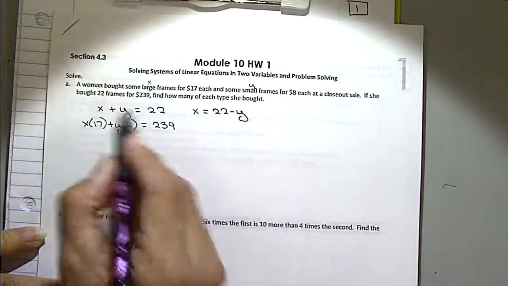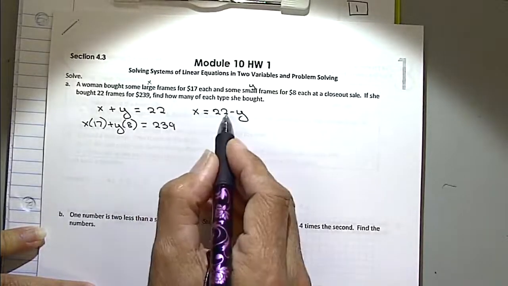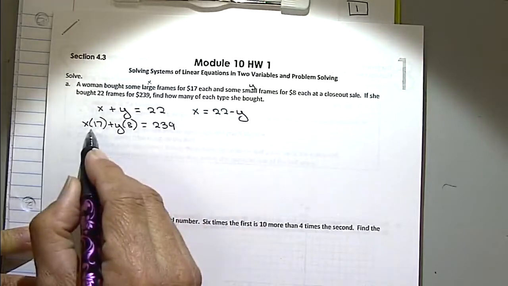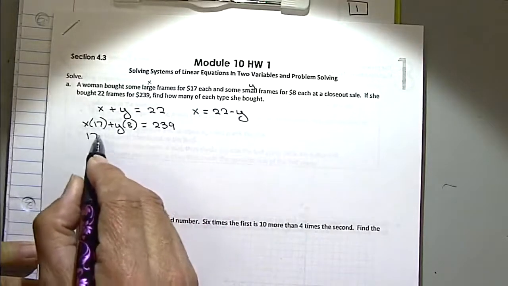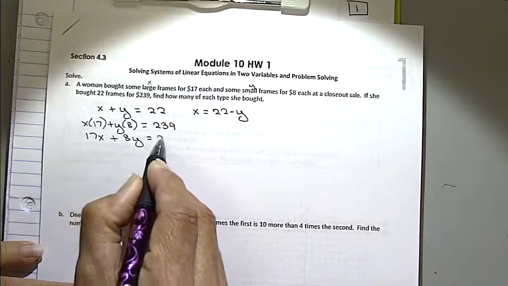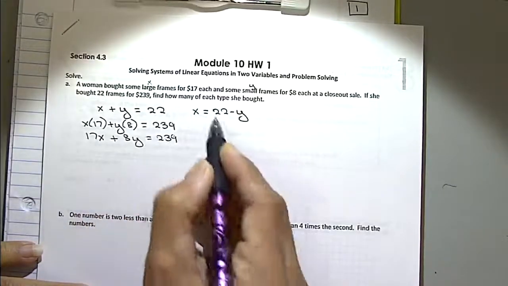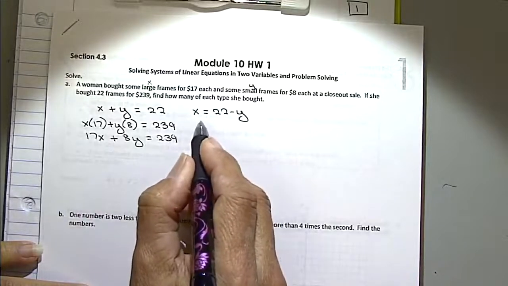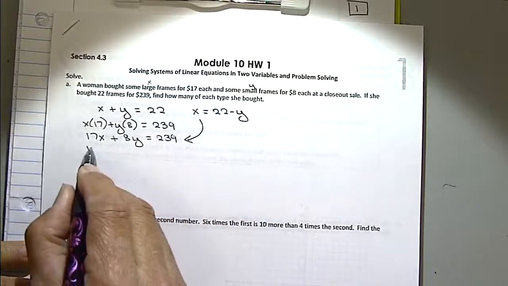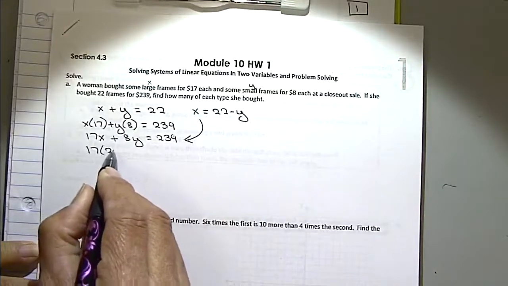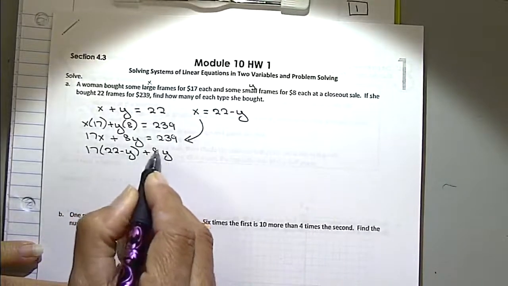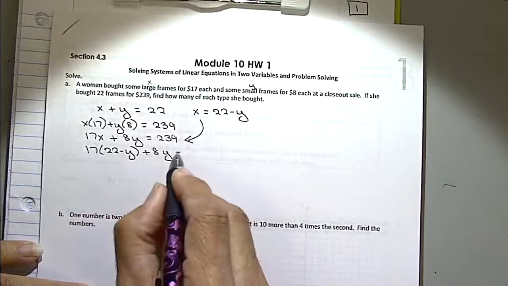So I just subtracted Y from both sides. So now I know that. And now I can take X and plug in over here. Now I'm going to rewrite this, because 17X plus 8Y is equal to 239 is more how I'm used to seeing it. But I'm going to plug in for X into the other equation. I'm going to say 17 times, well, X is 22 minus Y, plus 8Y, right, is equal to 239.